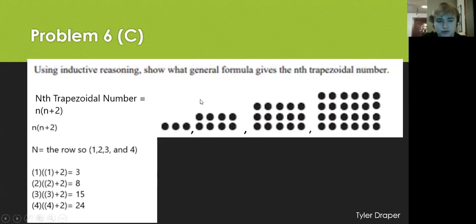2 rows, so 2. So we do our parentheses first. So 2 times 2 plus 2, 4, times 2 is 8. We have 8 dots. 15, 24. So n times n plus 2 is our trapezoidal formula.